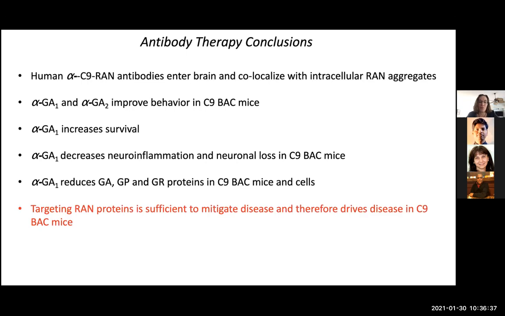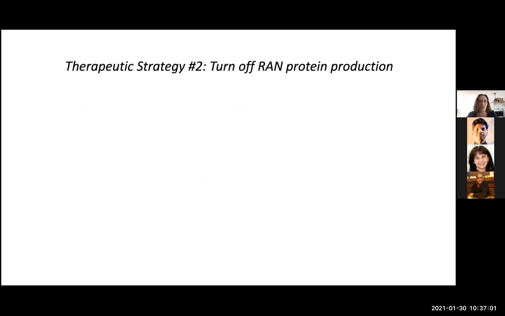And this really shows then that targeting RAN proteins without affecting the RNA levels is sufficient to mitigate disease, and therefore that the RAN proteins drive disease in our C9 BAC mice. And it also shows that GA protein is a really important therapeutic target, and that you don't have to necessarily target all of the RAN proteins. So maybe it's a simpler equation than we previously thought.